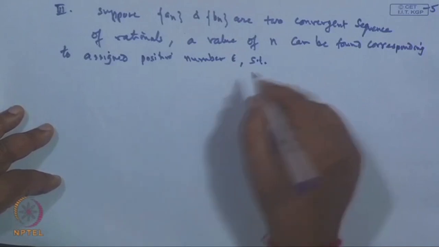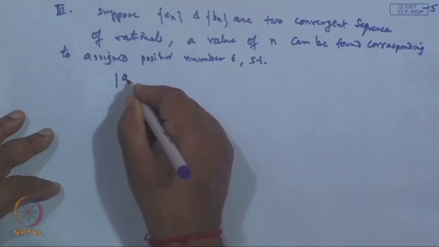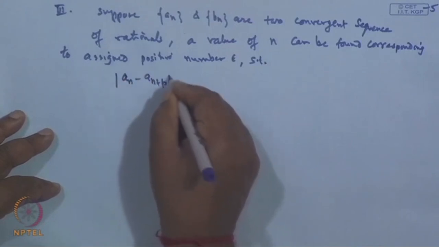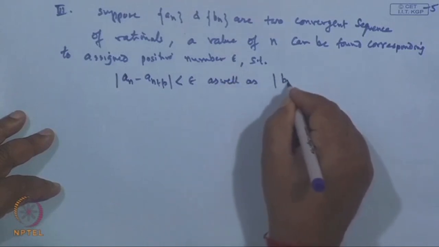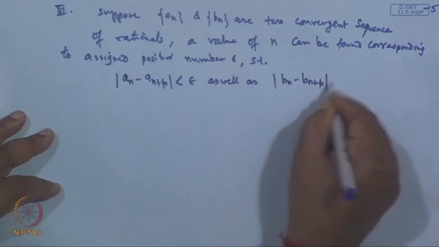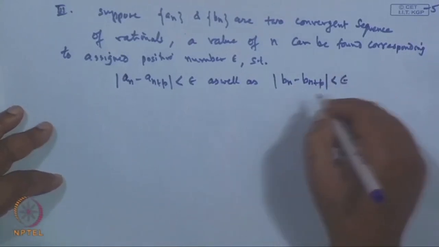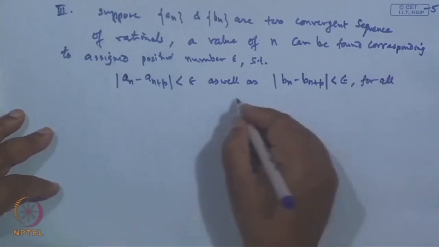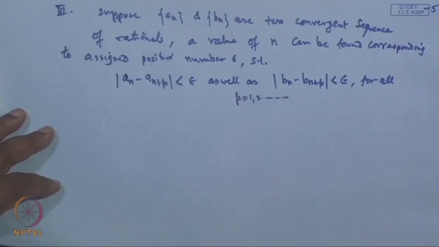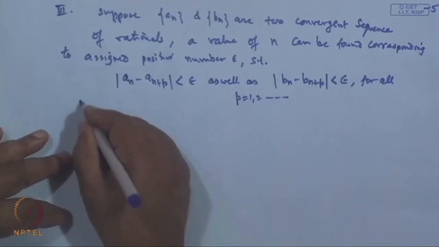both these differences, mod of a n minus a n plus p is less than epsilon, as well as mod of b n minus b n plus p is less than epsilon, for all p equal to 1, 2, 3 and so on, all positive integral p. It means a common n can be obtained, and the reason is very simple.